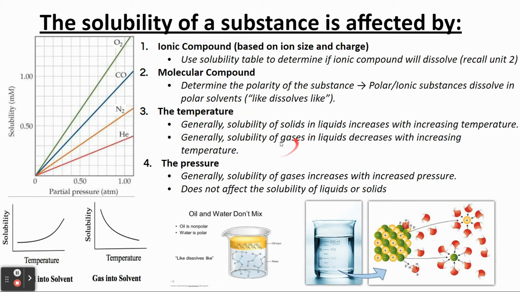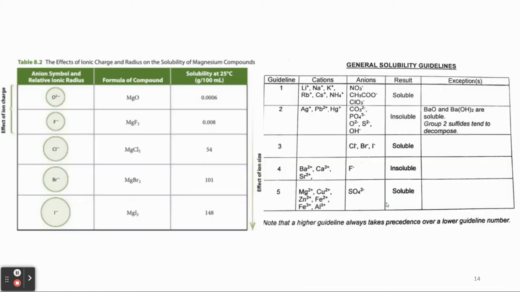And then for gases, the opposite. If you increase the temperature of the liquid where the gas is dissolved, the gas will come out of the solution, so it decreases the solubility. And then, as I said, for pressure, you can fit more gases into a liquid if you increase the pressure. So you increase the solubility of gases if you increase the pressure. But it doesn't affect the solubility of liquids or solids. At high pressures, you'll be able to dissolve the same amount of solid as at low pressures. So there's no significant difference.